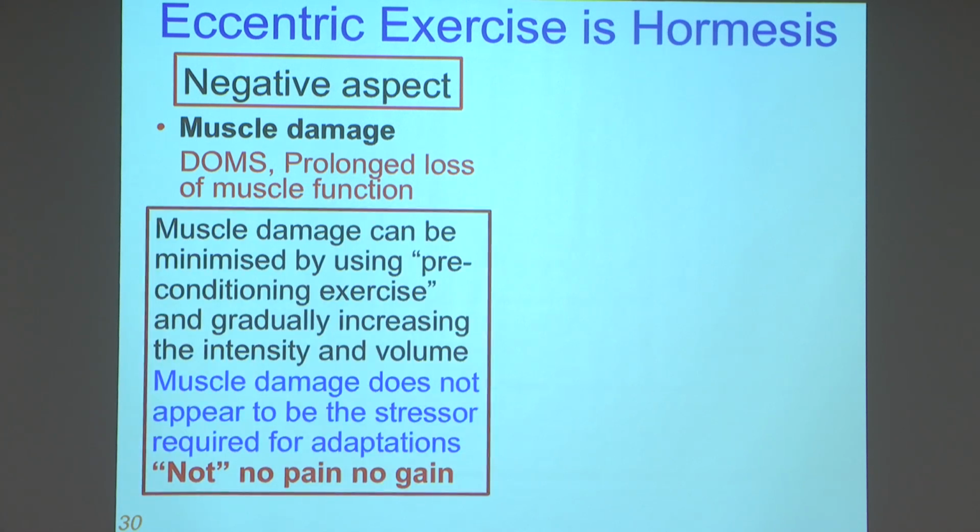But muscle damage can be minimized by using preconditioning exercise, such as lower intensity eccentric contractions or isometric contraction at long muscle lengths, or by gradually increasing the intensity and volume. We can avoid muscle damage. So muscle damage does not appear to be a stressor required for adaptations. I don't think it is true that no pain, no gain.